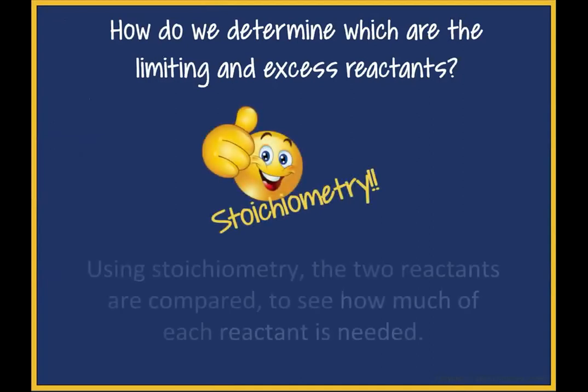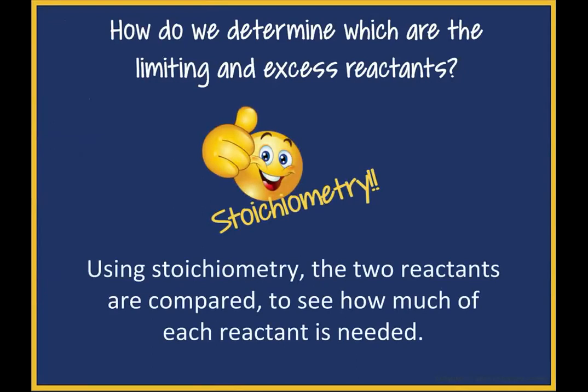Using stoichiometry, the 2 reactants, remember that's what we start with, are compared to see how much of each reactant is needed. So we're going to do just like we did last week with stoichiometry, and then compare what we have and what we need. So let's try an example.